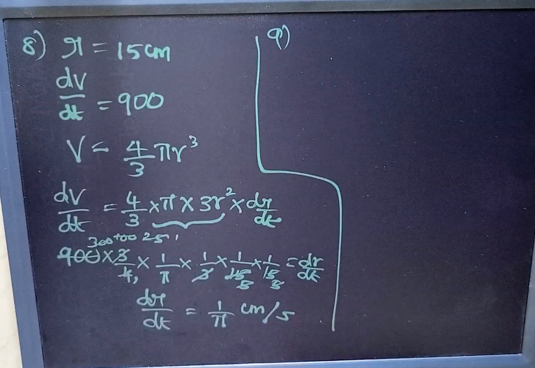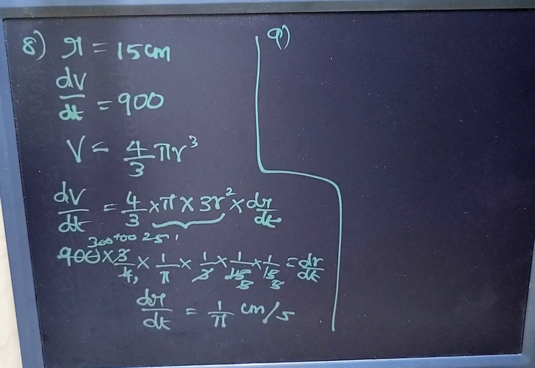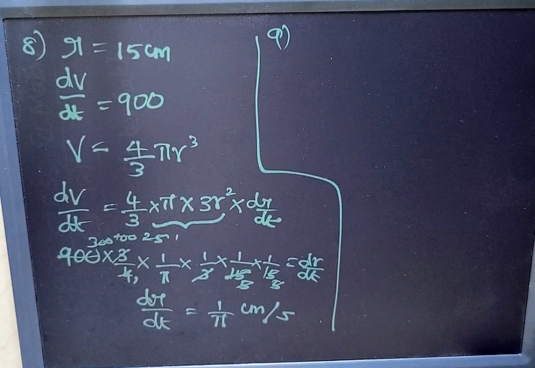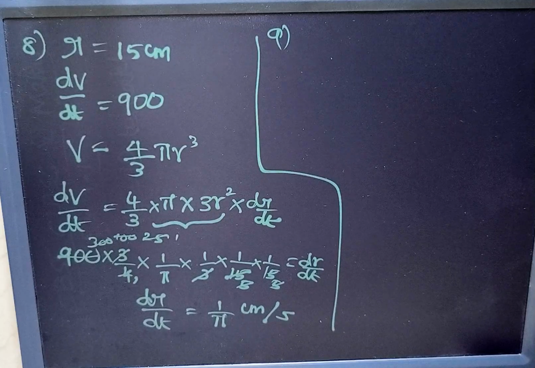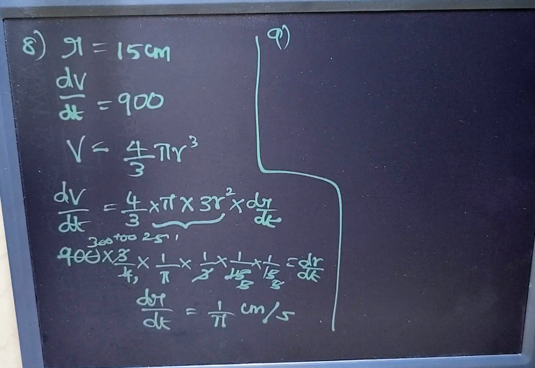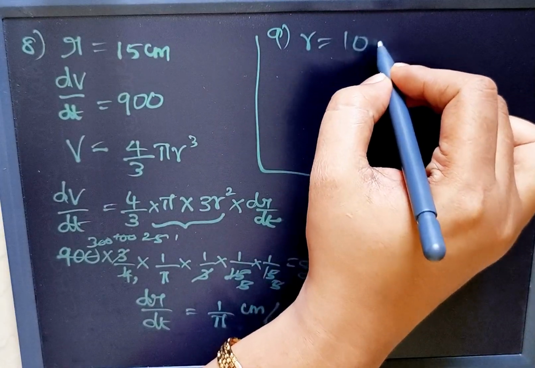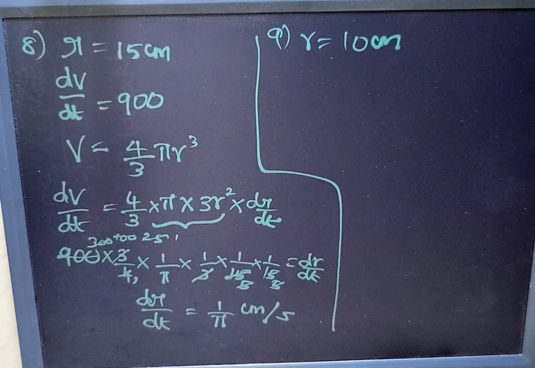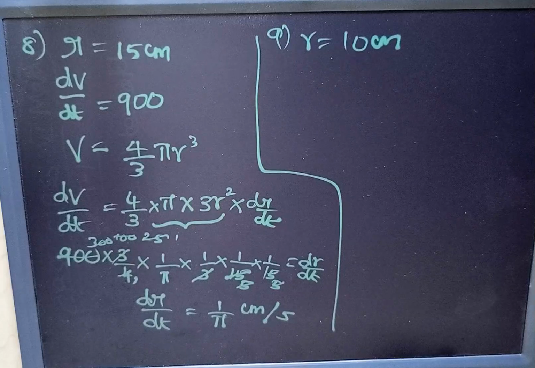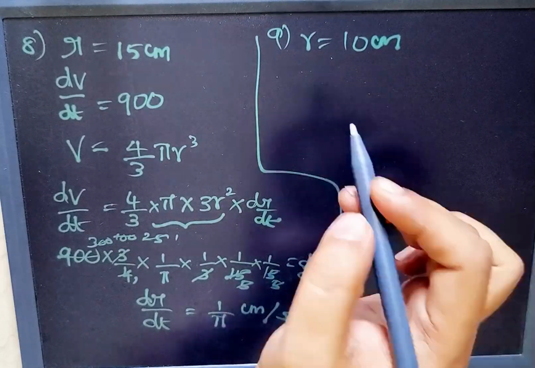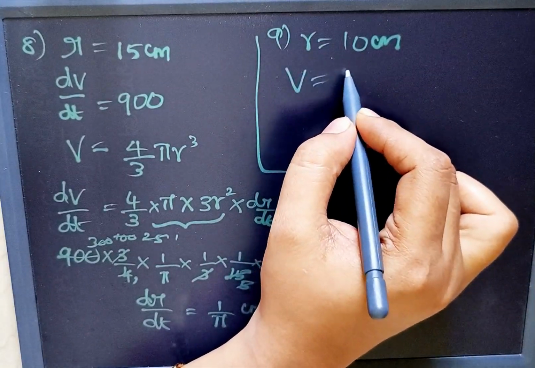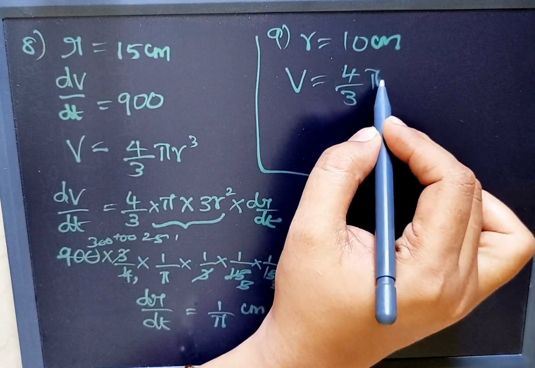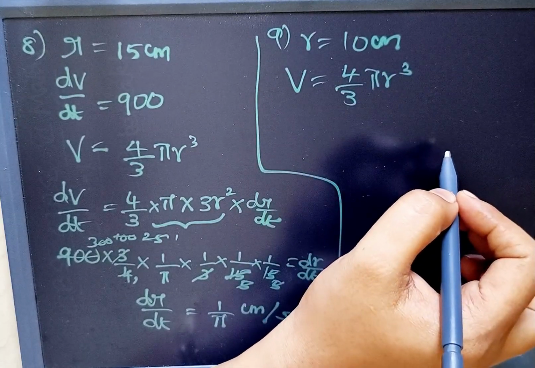Question number 9. A balloon which always remains spherical has a variable radius. Find the rate at which its volume is increasing with the radius when the radius is 10 centimeter. So r is equal to 10 centimeter. They have given that the balloon always remains spherical with a variable radius. So we are going to differentiate both sides with respect to r. Since it is spherical, we are going to use the sphere formula 4 by 3 pi r cube.